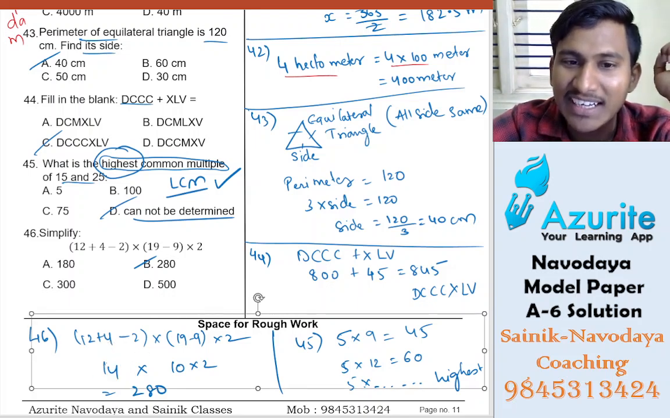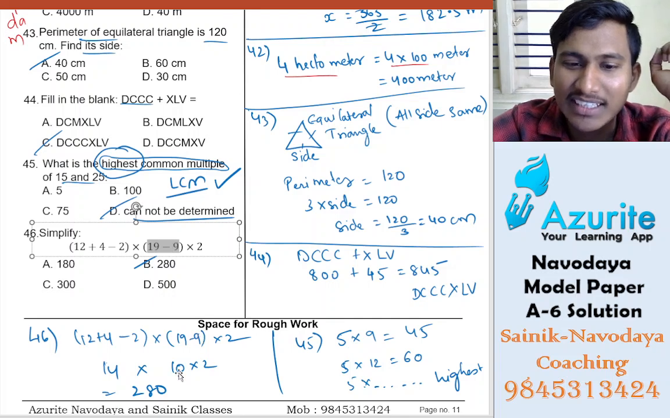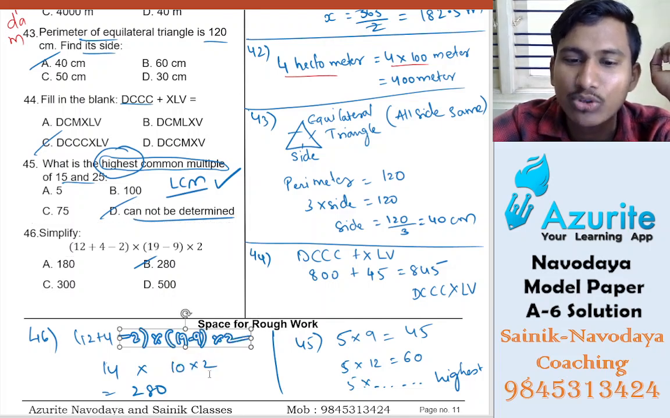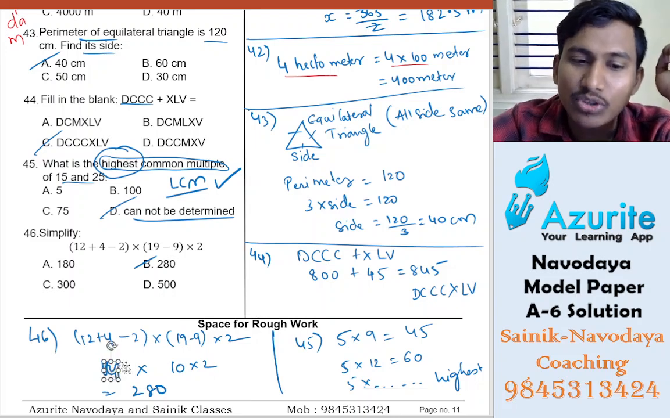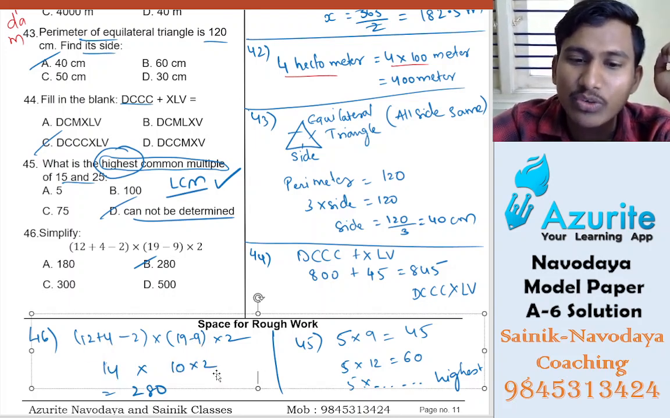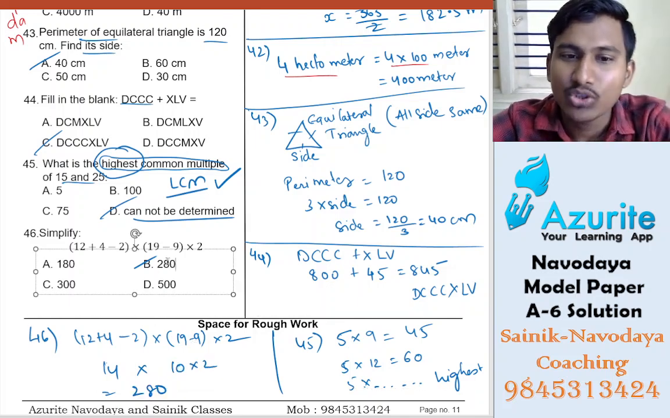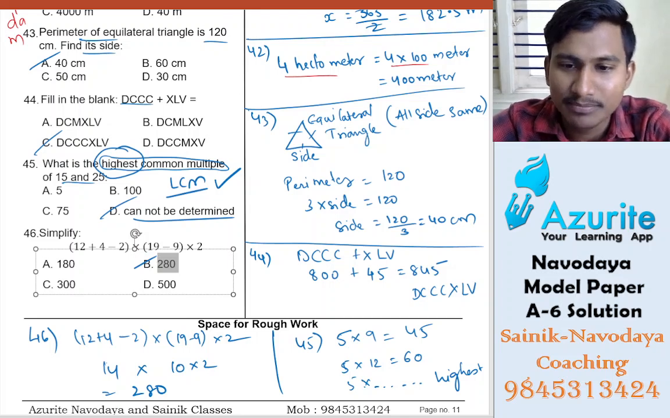14. Here 19 minus 9 is how much? 10, right? So you will get 10. 10 into 2. So 14 twos are how much? 14 twos are 28. 28 tens is 280, right? The answer will be 280. Understood?